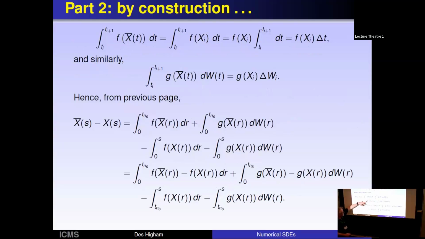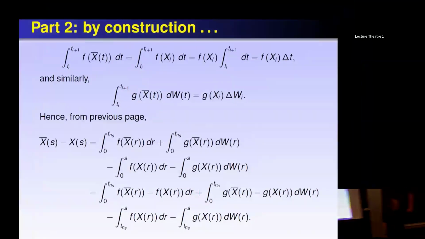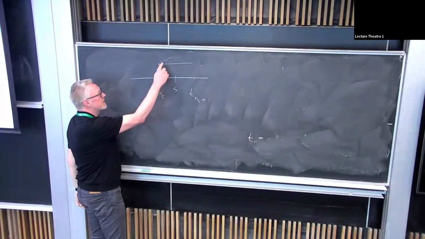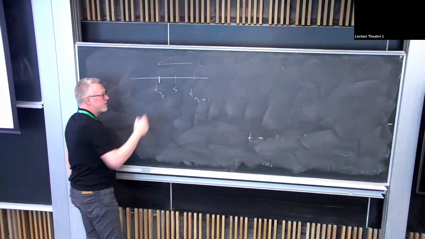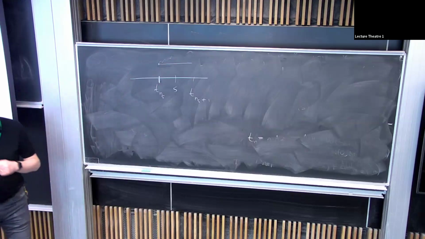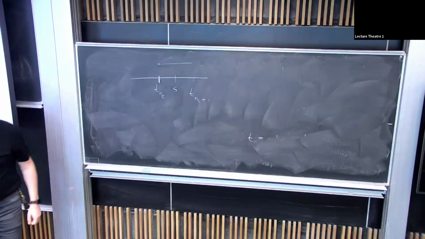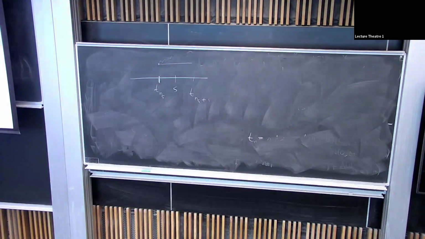But you have to keep in mind that because of the way we've defined the step process, we're only going as far as TNS here. We're not going as far as S, because we've essentially pretended the solution's constant over this bit of interval. So we're not taking account for what the exact solution is doing over that tiny extra bit of time. That's going to cost us.